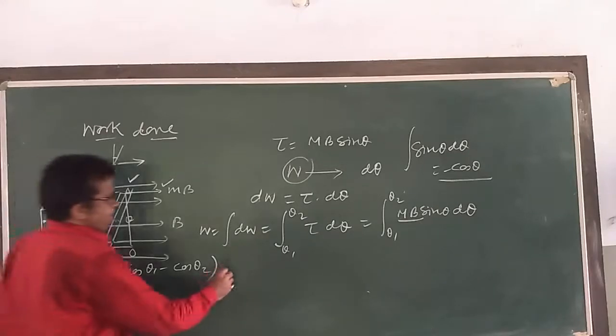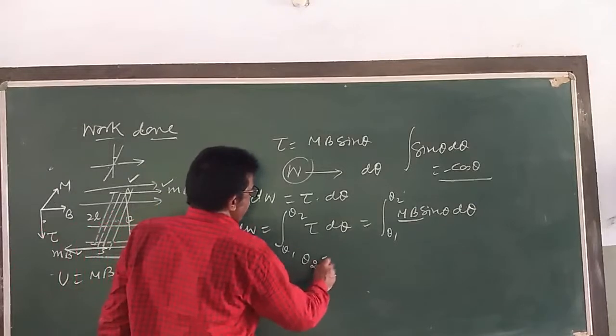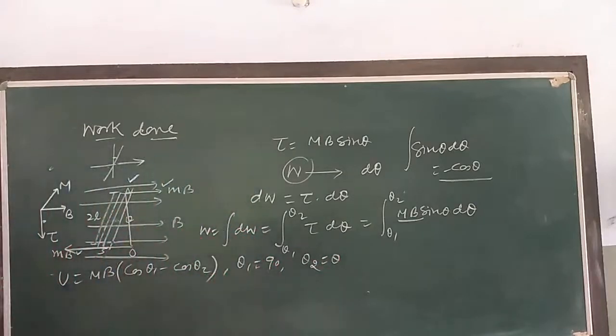Where theta 1, suppose, is 90 degrees and theta 2 is theta. Then solve it. What value comes out? Theta 1 is 90 degrees and theta 2 is theta. Then what values are we getting? Yes, tell me quickly.